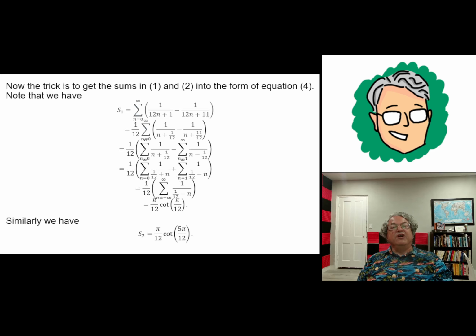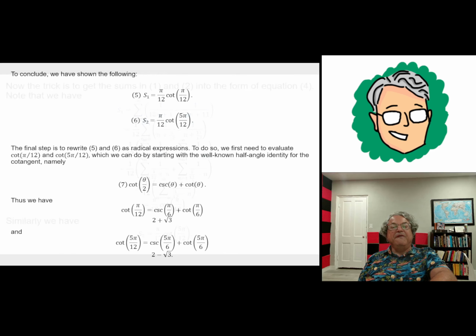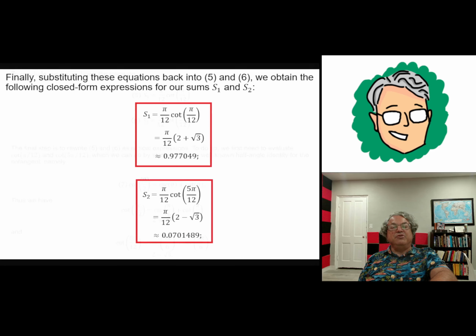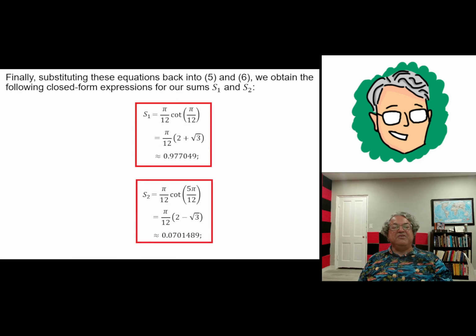Yeah. So we had S1 was pi over 12 times the cotangent of pi over 12. And we just said the cotangent of pi over 12 is 2 plus square root of 3. And then we also said the cotangent of 5 pi over 12 was 2 minus the square root of 3. So those are the things we have to plug in. All we have to do is multiply both of those radical expressions by pi over 12. So we get S1 equals pi over 12 times 2 plus the square root of 3.